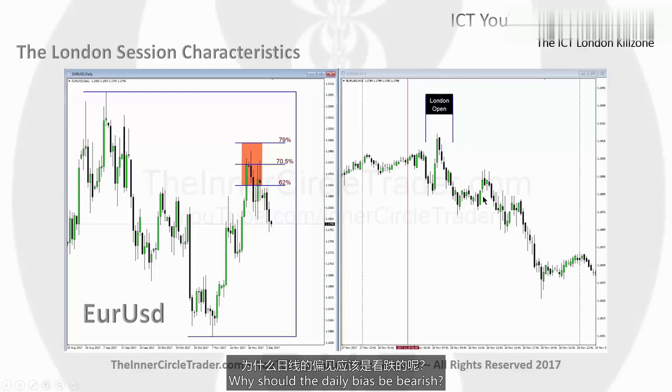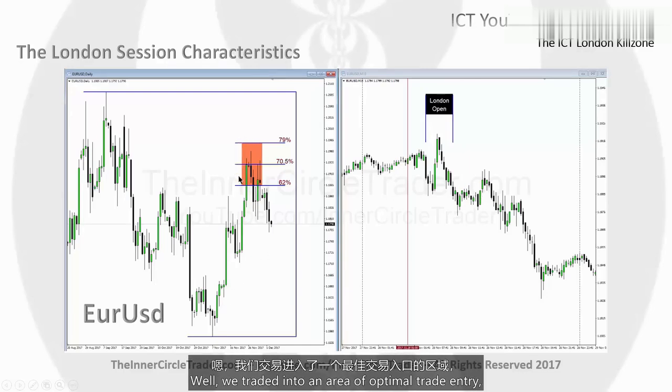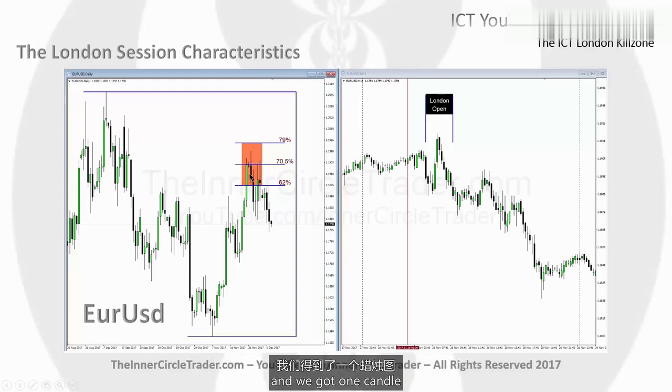Why should the daily bias be bearish? Because it's been going bullish here. Well, we traded into an area of optimal trade entry, and we got one candle showing a willingness to reject and go lower. So we want to look for characteristics like we're seeing here, the open, and then rally above. We can look to be a seller there after it takes equal highs out.